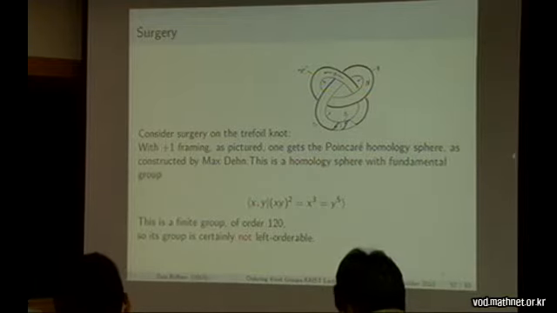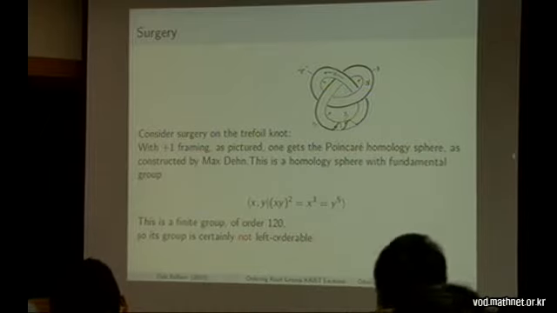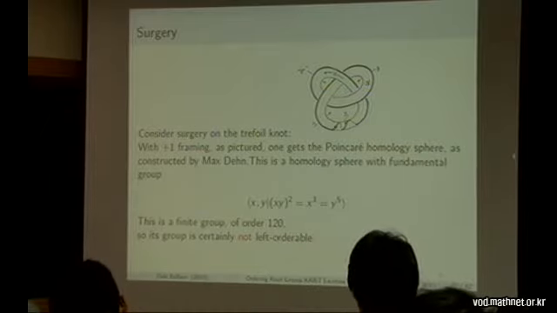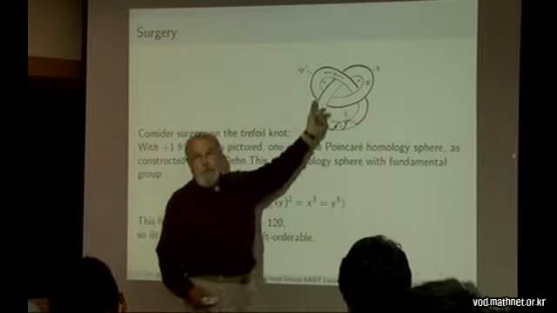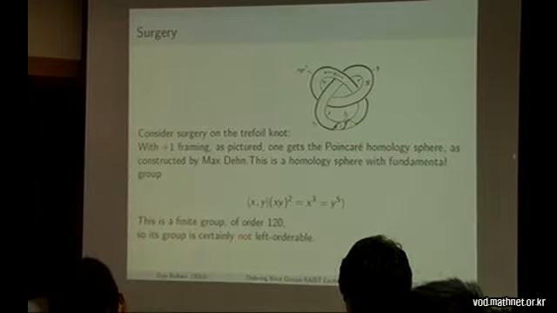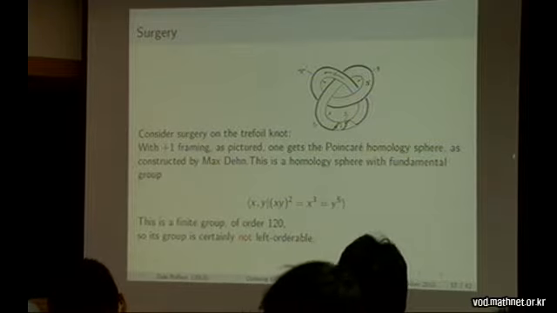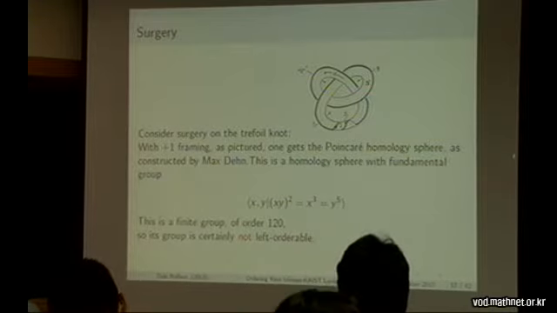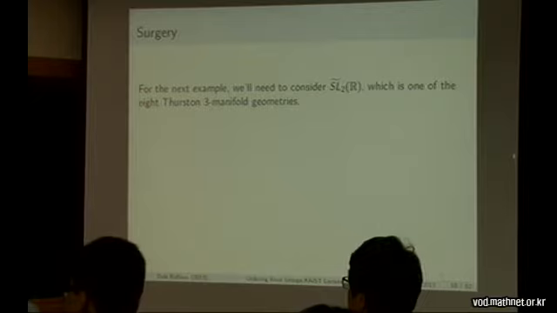So it's clear that if you do surgery on a knot, which has left orderable group, well, what you're really doing is you're looking at a quotient. You're killing the attaching curve. That's exactly how you compute the fundamental group of the surgery manifold. And you do not preserve orderability. But you might. I'm going to give another example, but I need to have a bit of an aside here.